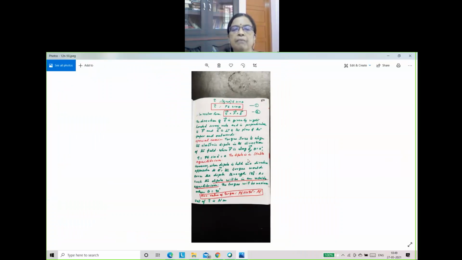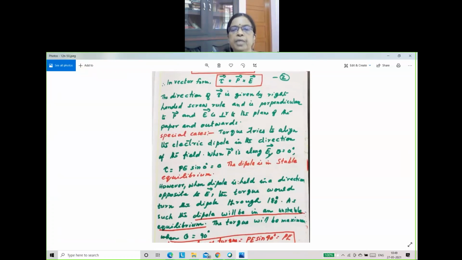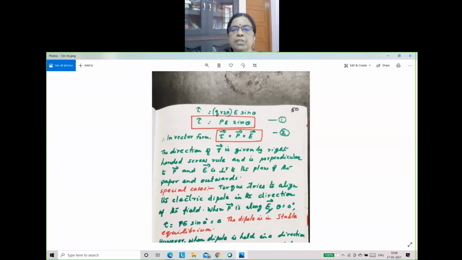We got Q into 2a into E sin theta. F equals QE. Torque is equal to PE sin theta.